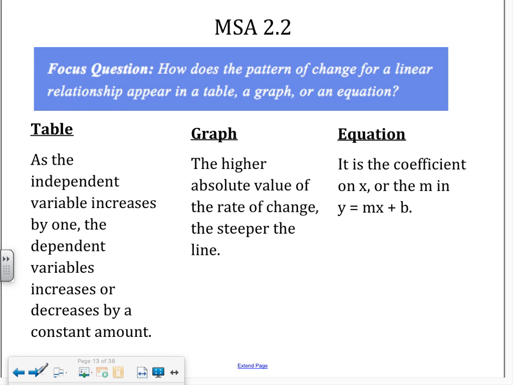2.2, how does a pattern of change for a linear relationship appear in a table or graph or an equation? Okay, you can read this. I'm not going to read this one.